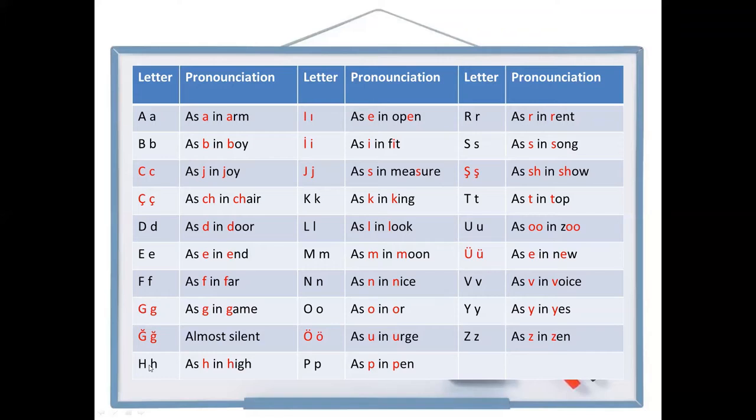And the next one is H, as in high. And the next one is I, the thick form of I, as in open. And the next one is not I, it is İ, as in fit. And the next one is not J, it is J, as in measure.